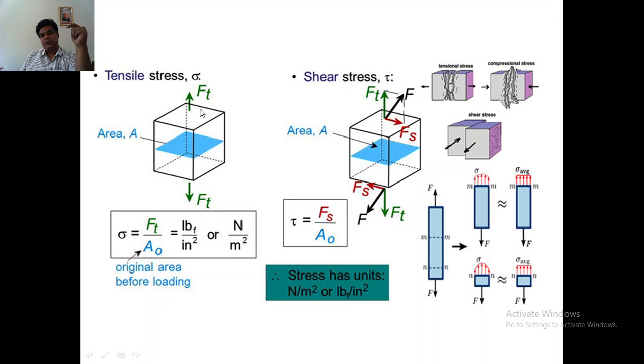So the force or load, where it is applied, on which area it is applied, that ratio is called stress. And the formula remains the same for all the stresses: force by area. The unit is Newton per meter square. The force is Newton, area is meter square. So the unit of stress will be Newton per meter square.